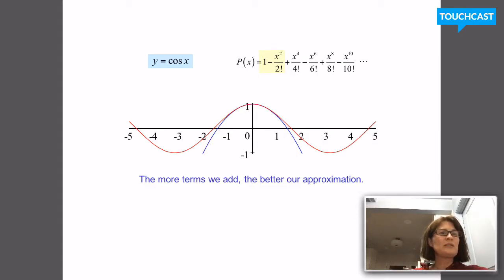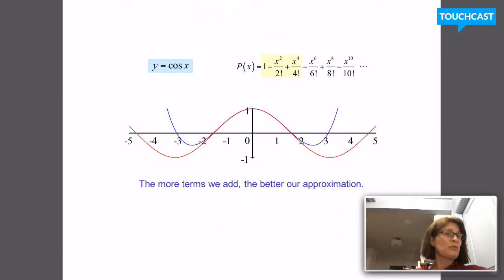So you can see as we continue, that's with 3 terms, or the 4th order polynomial. Here's the 6th order polynomial that we wrote. The red is cosine of x, and the blue is our polynomial approximation. That's with going up to x to the 8th. And you can see that the more terms we add to that polynomial, the better and better our approximation of the actual cosine curve is going to be.